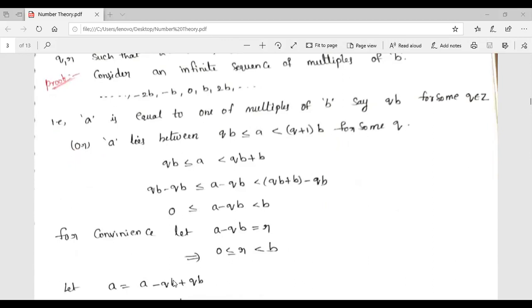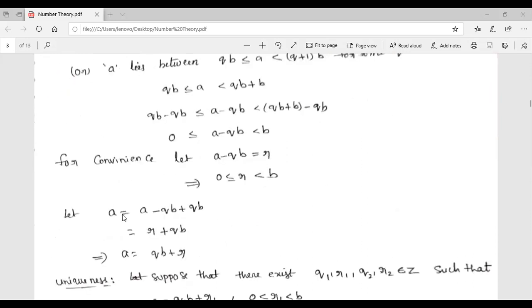Now a can be expressed like a minus qb plus qb without changing the value. We are adding qb and subtracting qb: a minus qb plus qb. So a minus qb value is equal to r, so r plus qb. From that we write a is equal to qb plus r.